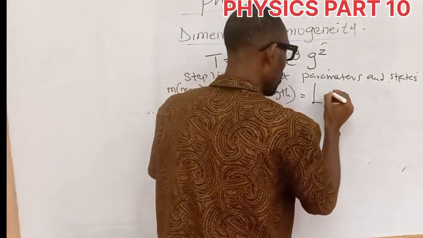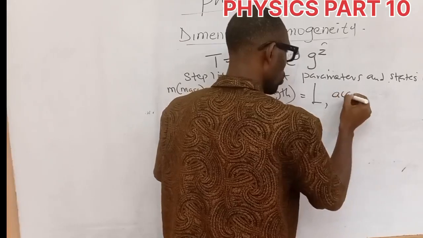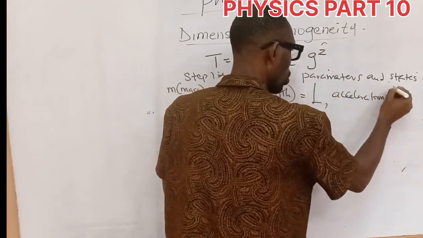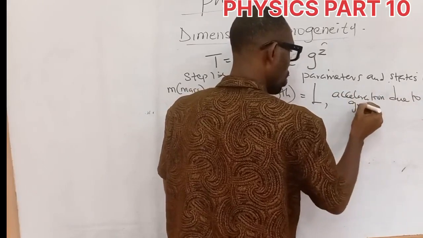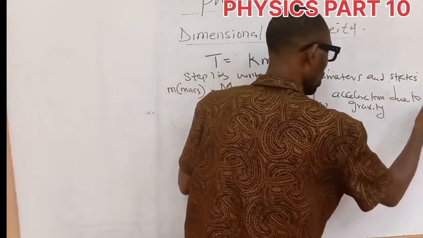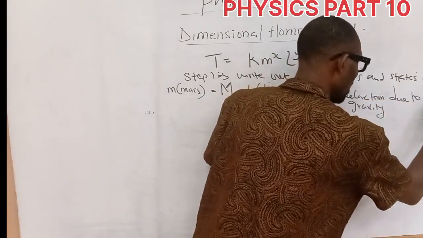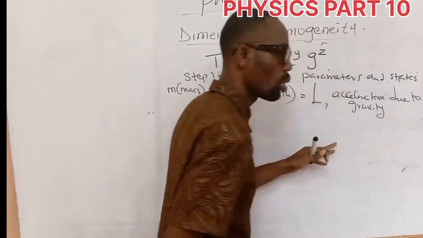Now, what is the dimension of acceleration due to gravity? The dimension of acceleration due to gravity is LT minus 2.